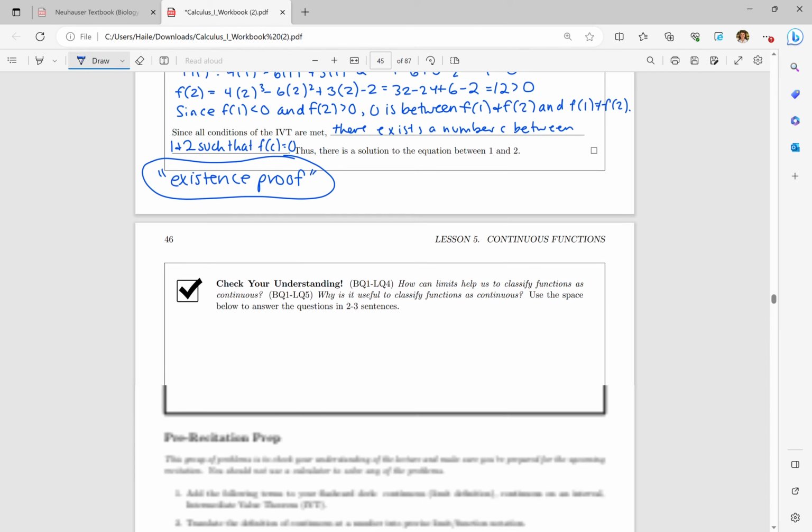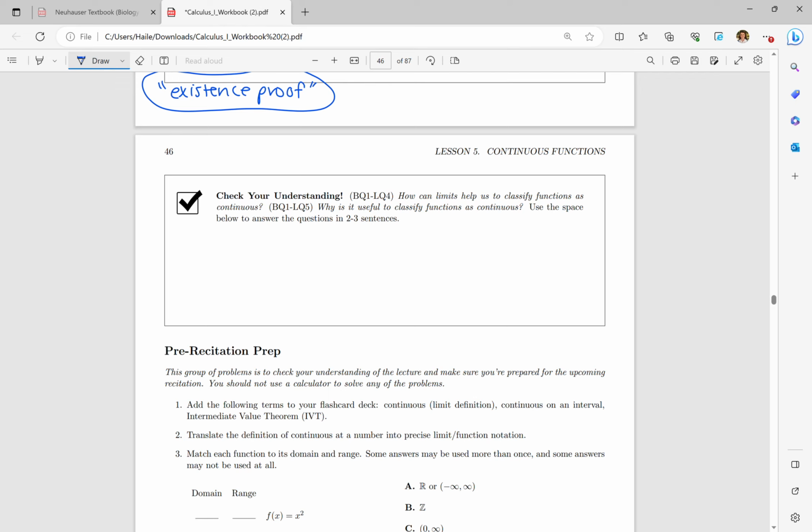Okay, last thing is just check your understanding. So make sure to answer this question in 2 to 3 sentences.